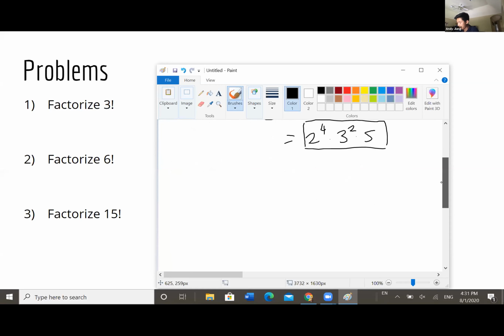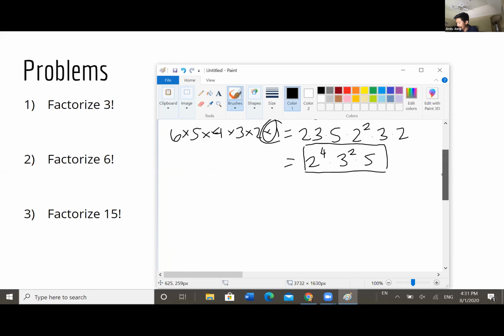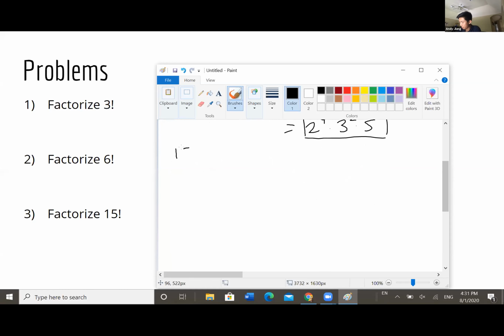Okay, and then the last one is 15 factorial. So here, I'm not actually going to do it, but using the way I've done just now, I would have to write 15 times 14 all the way times 2 times 1. And then write out 3 times 5 times 2 times 7 and so on. So this is actually very, very inefficient. And for even numbers like 10, it's going to be very hard. So what do we do when we have a question like factorize 15 factorial?